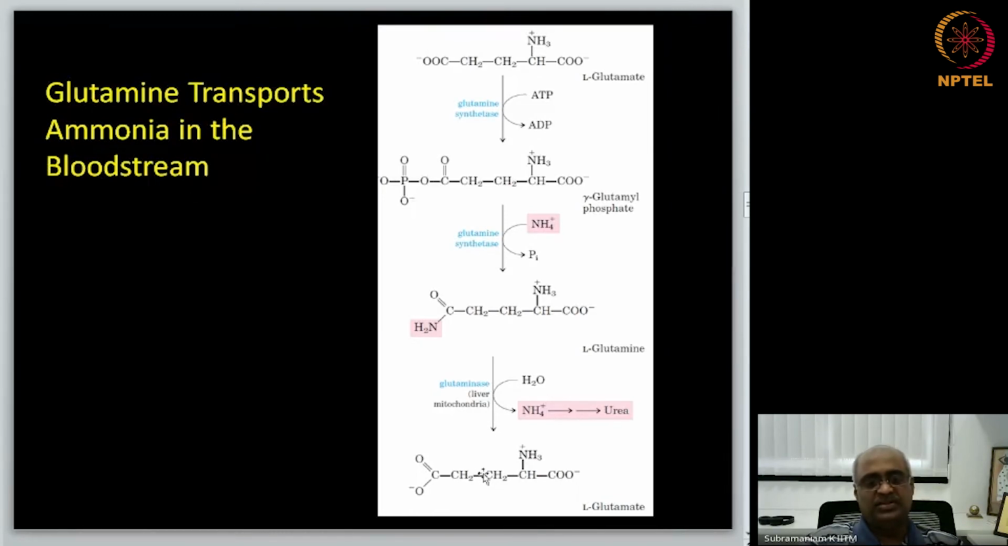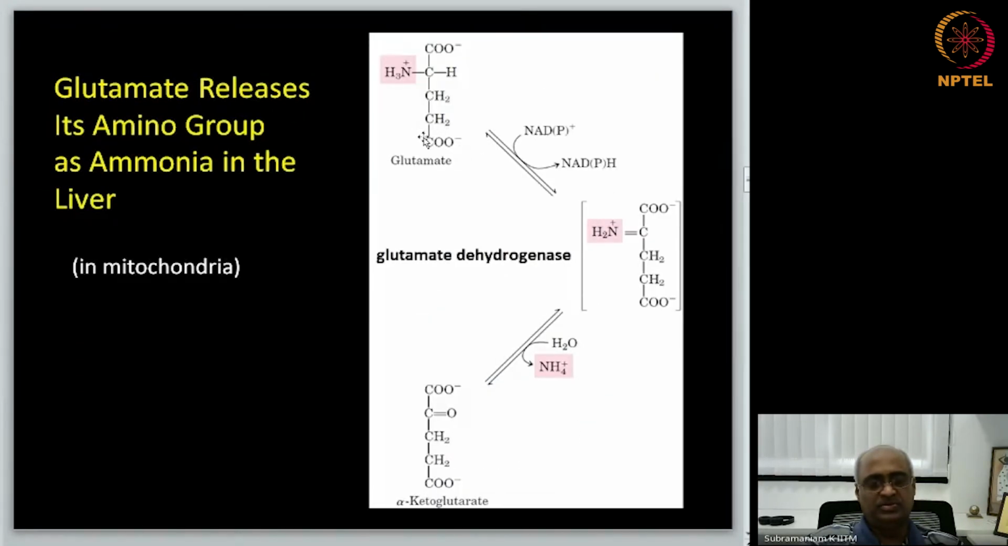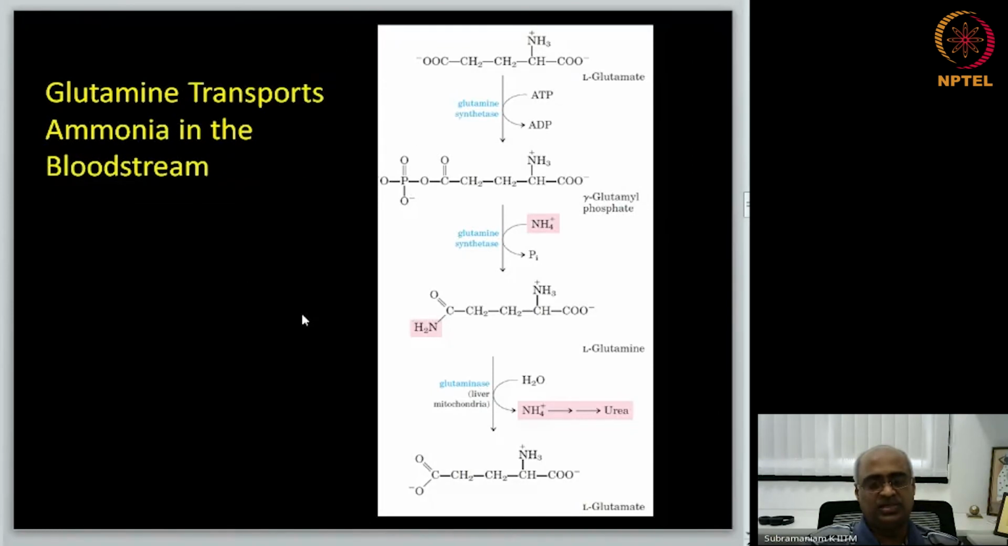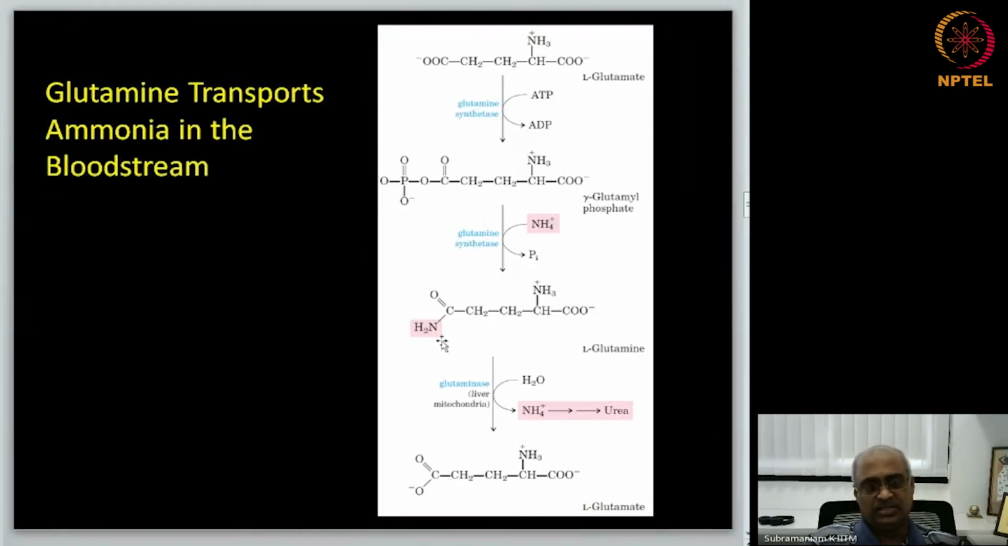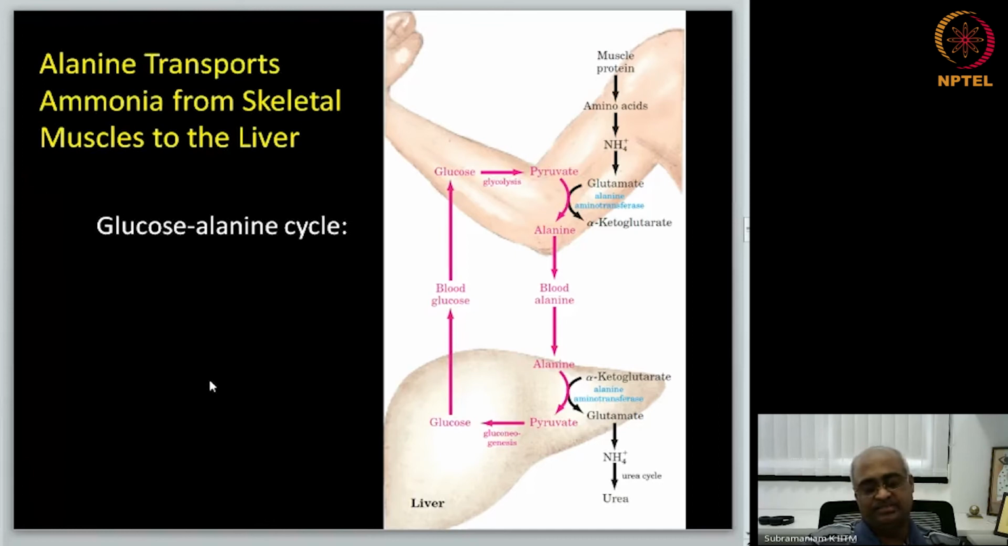Okay, so these are the two ways. This is one way from glutamine, and the other one is from glutamate. These are the two amino acids from which the ammonia group is removed in liver mitochondria, by three enzymes. Here glutamate dehydrogenase, and here glutamine synthetase and glutaminase. You get the ammonia liberated. Let us make the ammonia wait for some time. We will take a detour and consider another route by which ammonia is collected from amino acids to the liver.